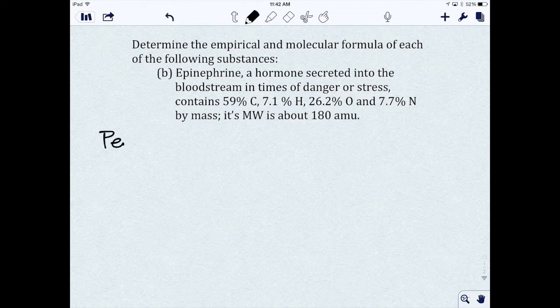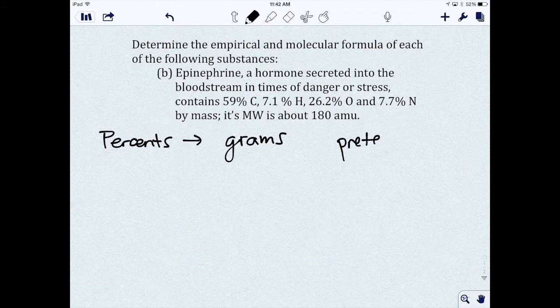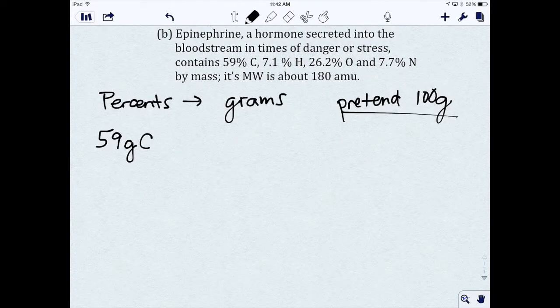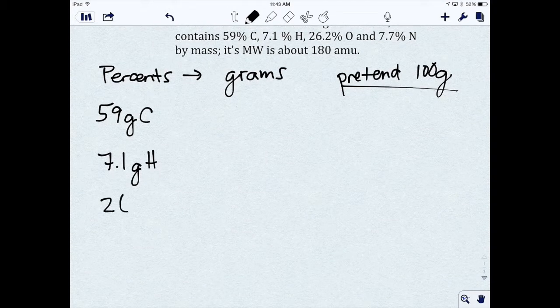I'm going to have to start by pretending all these percents are actually mass. I'm going to pretend I have about 100 grams so that each of my percent values is actually my gram amount. Then I'm going to have to convert those to moles, because that's what you do in stoichiometry. Now I'm going to write down my 59 grams of carbon, 7.1 grams of hydrogen, 26.2 grams of oxygen, and 7.7 grams of nitrogen.